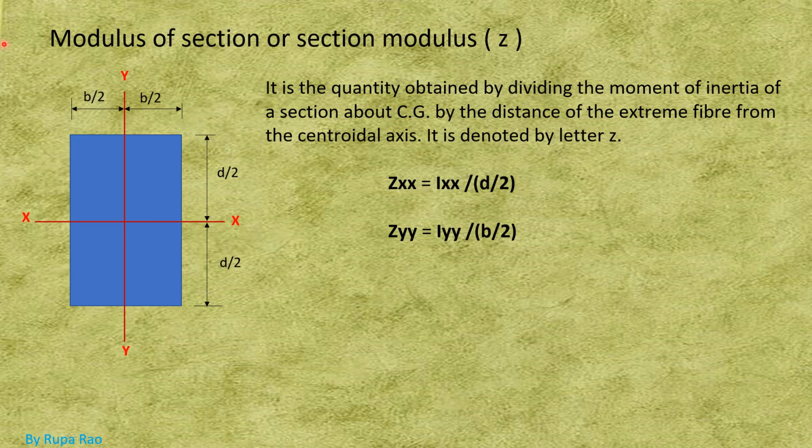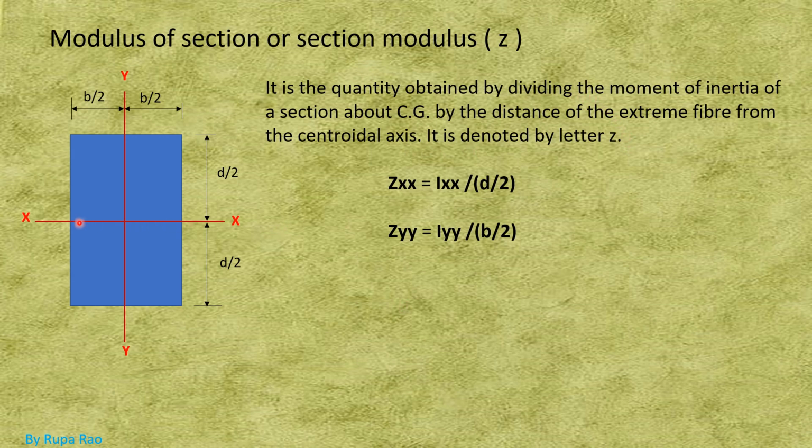Let us see the next concept in moment of inertia, that is modulus of section or section modulus. It is denoted by Z. It is the quantity obtained by dividing the moment of inertia of a section about CG by the distance of the extreme fiber from the central axis. It is denoted by letter Z.